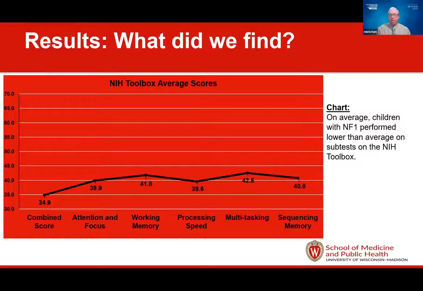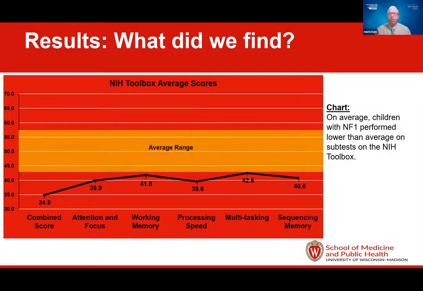Again, on this slide, the average range is the section shaded in orange. And on the NIH toolbox, so if you remember, that's the tests that are given on the iPad. Kids in our sample had lower than average performance on each test here, including attention and focus, working memory, which if you remember, that's kind of the mental sticky note, processing speed, multitasking, and sequence memory. Their overall combined score was also quite a bit lower than average as well.